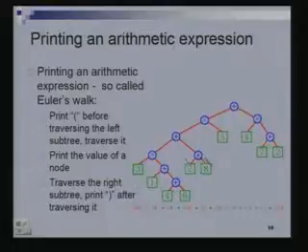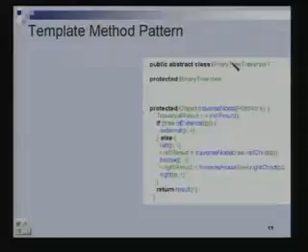Right. So, you can think of this as essentially printing out this arithmetic expression as some kind of an Euler walk on this tree. So, we can actually write a generic method for tree traversals and then specialize it for whatever particular application you have, whether you want to do a pre-order or a post-order or an in-order traversal or any such thing.